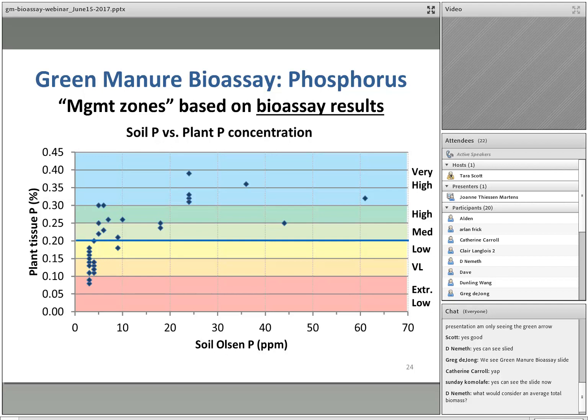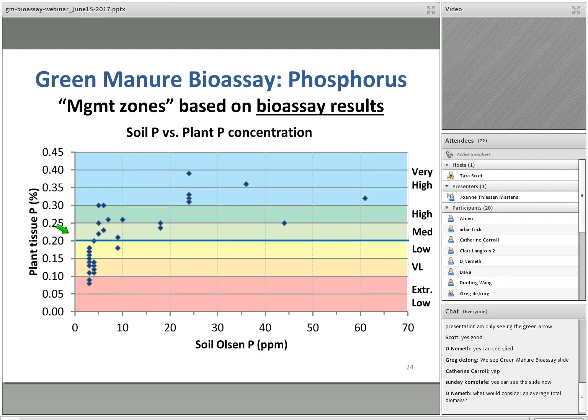And so you can see that blue line at 0.2% is sort of the cutoff for where we would say there starts to be problems below that. And you can see a number of farms are in that below 0.2 zone. We also have quite a few that are above.